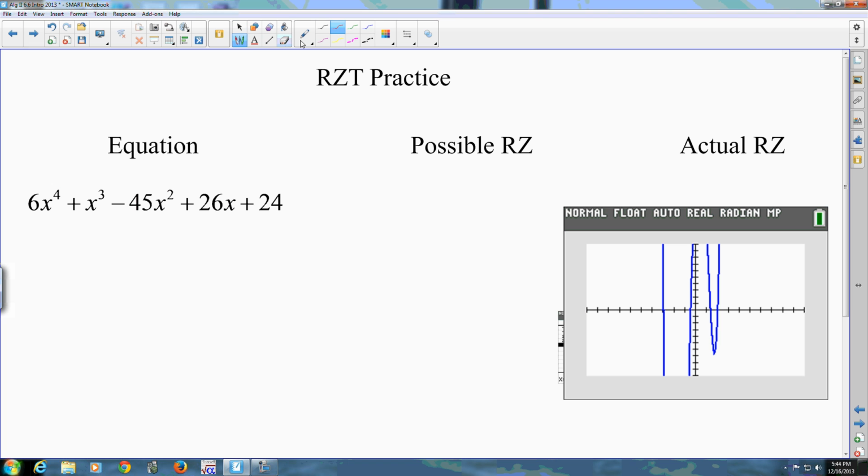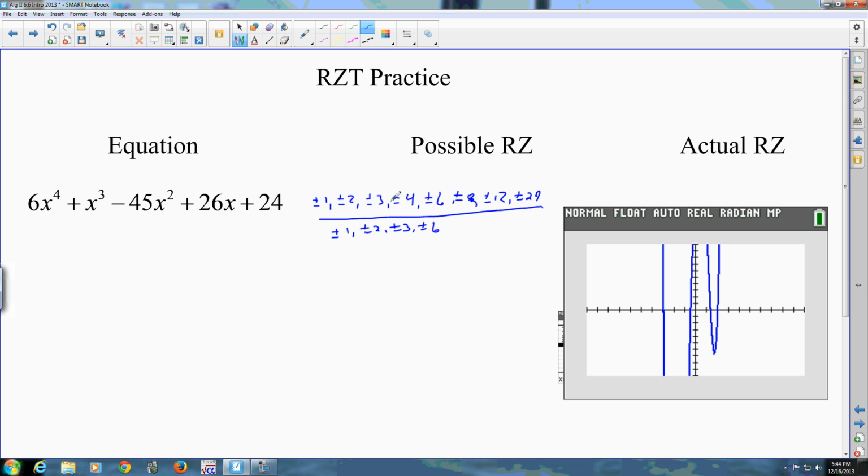First thing you have to do is write out the possible rational zeros. So it's all the factors of 24, so plus or minus 1, 2, 3, 4, 6, 8, 12, and 24. Oh, there's my 4, my lovely 4s. Okay, all over all the factors of the front. So plus or minus 1, 2, 3, and 6.